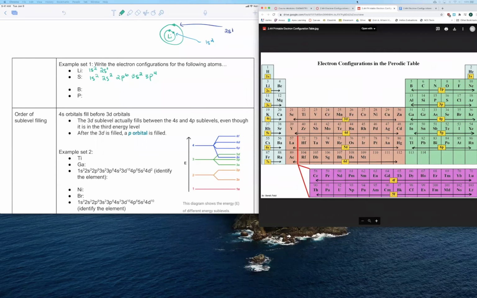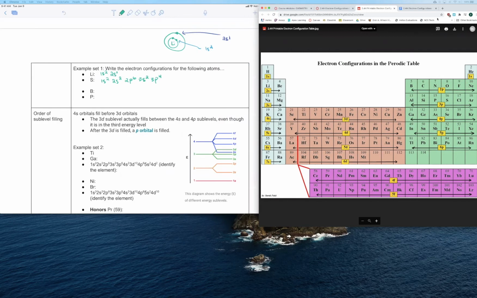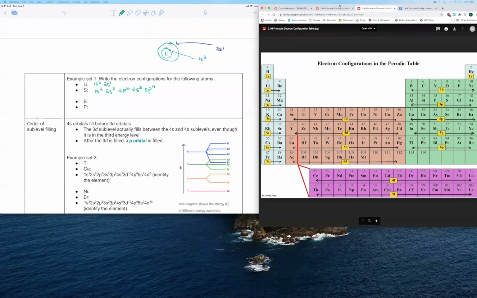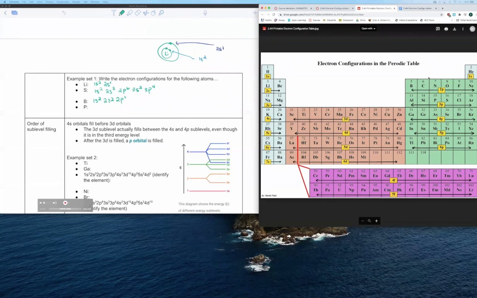So let's go over these examples. Boron is right here. If I count starting from hydrogen, I have 1s1, 1s2, 2s2, and then here we're still on the second energy level. So this would be 2p1, not 3p1. So just follow the chart: 2p1.